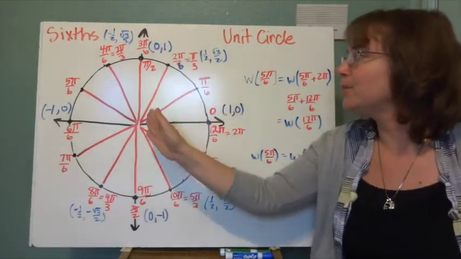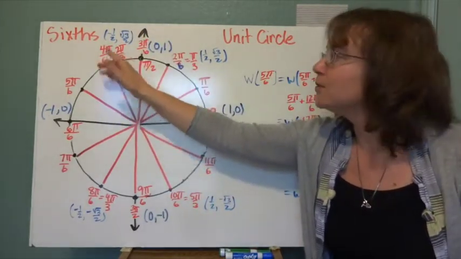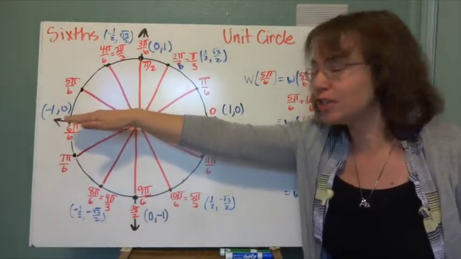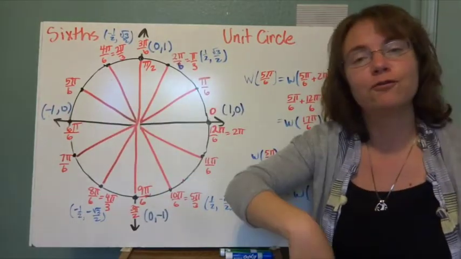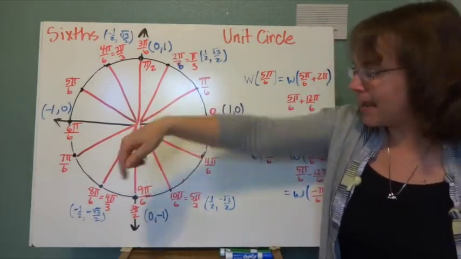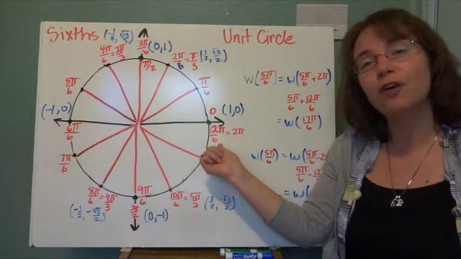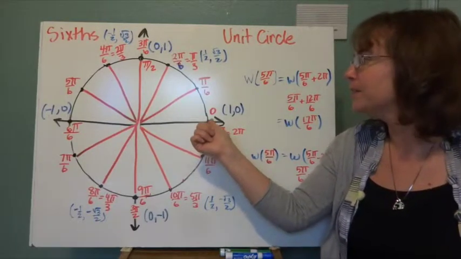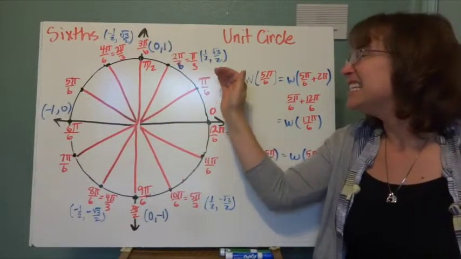So 1 pi over 6, 2 pi over 6, 3 pi over 6, which is just pi over 2, 4 pi over 6, which is 2 pi over 3, 5 pi over 6, 6 pi over 6, which is just pi, 7 pi over 6, 8 pi over 6, which is just the same as 4 pi over 3, 9 pi over 6, same as 3 pi over 2, 10 pi over 6, 5 pi over 3, 11 pi over 6, and 12 pi over 6, which reduces just to 2 pi, and that's what I would expect to go all the way around.